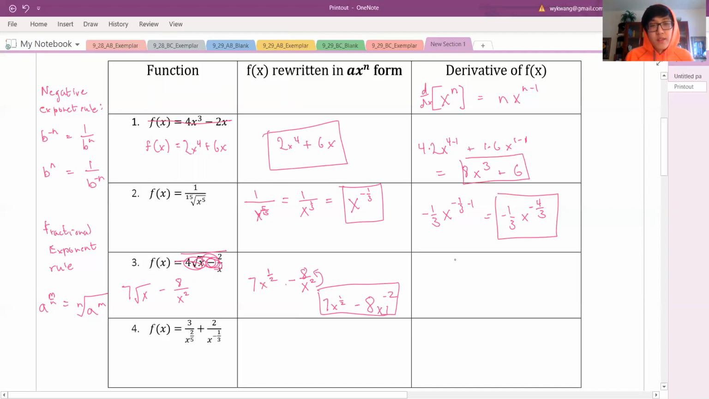Now I'm going to use the power rule, 1/2 times 7. So it's going to be 3.5 x to the 1/2 minus 1, which is negative 1/2, minus negative 2 times, so this is important, it's going to be negative 2 times negative 8, right? Because this is negative 8. So it's going to be positive 16 x to the negative 2 minus 1. So it's going to be negative 3.